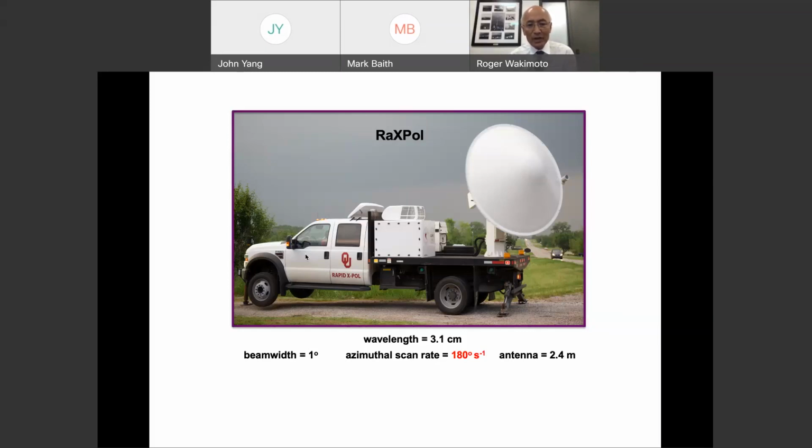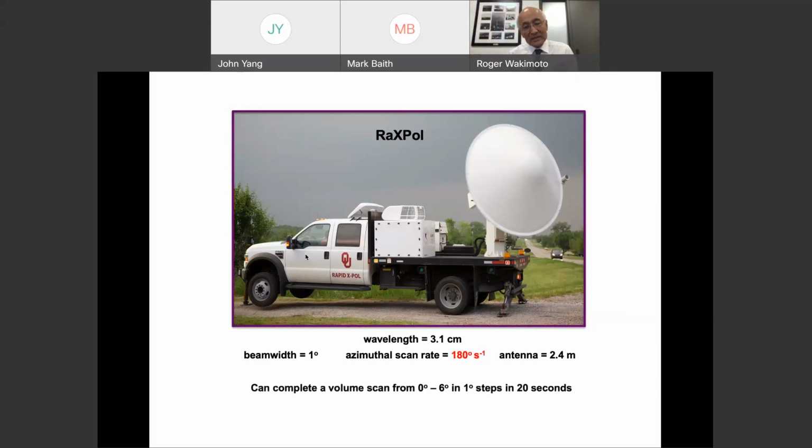The azimuthal scan rate, though, is 180 degrees per second. I want to pause there because that means this radar can do a complete 360 in 2 seconds. That's the rapid scan part. And then the antenna is about 2.4 meters in diameter.